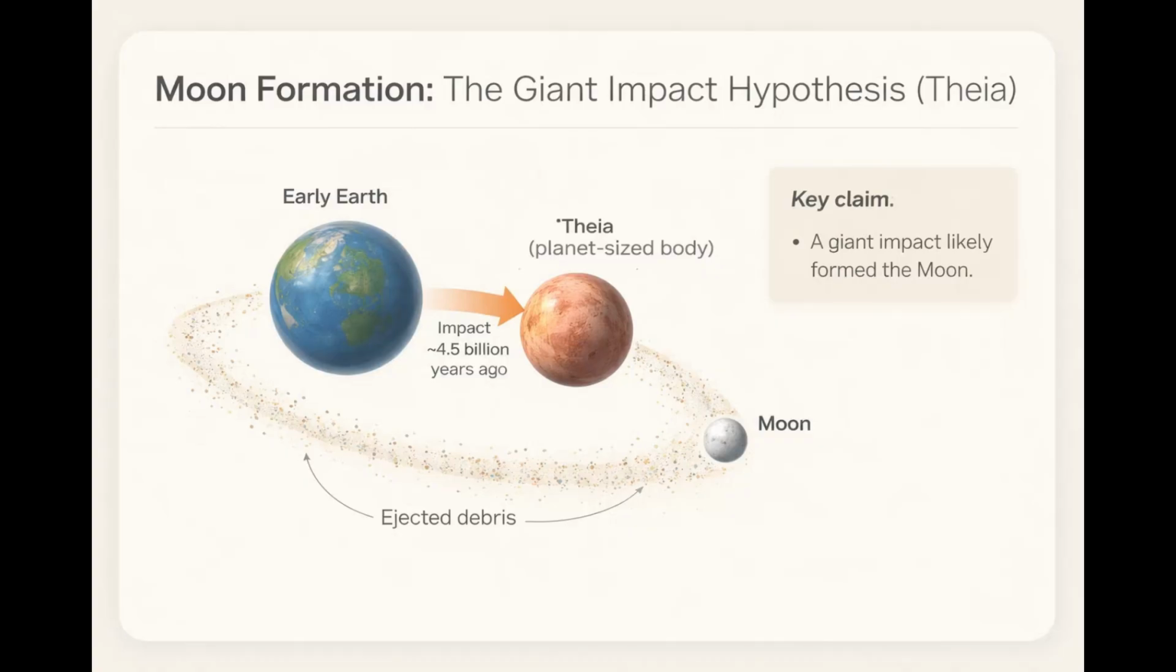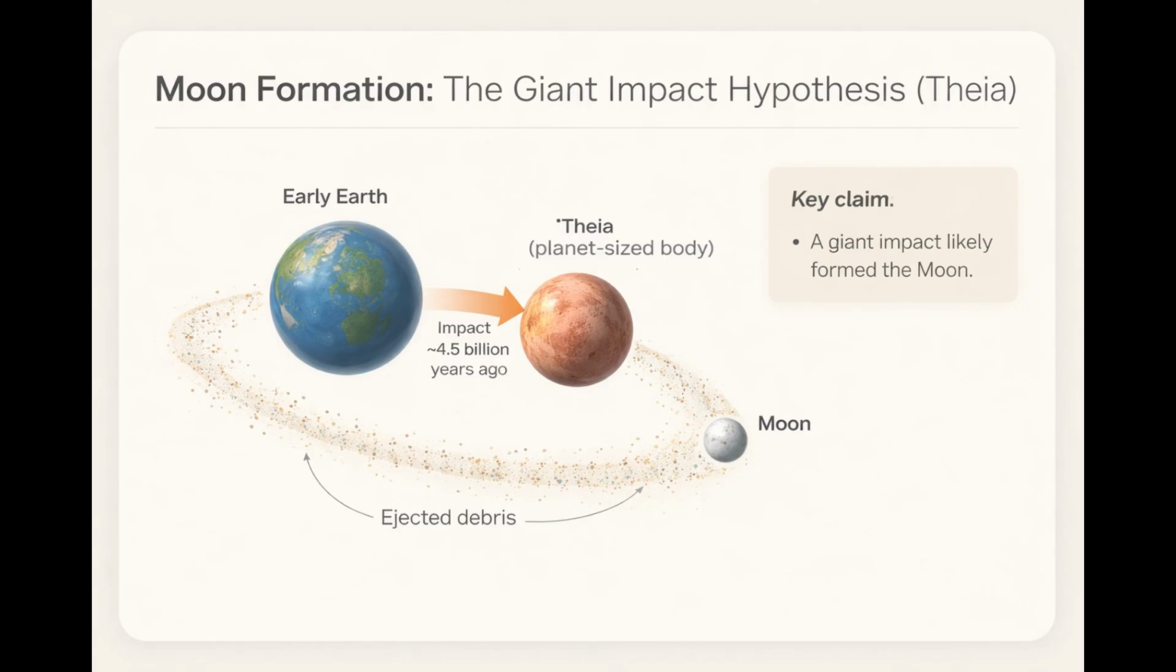A major event in the Hadean is the proposed formation of the Moon. The leading explanation is the giant impact hypothesis. A planet-sized body called Theia collided with the early Earth around 4.5 billion years ago.